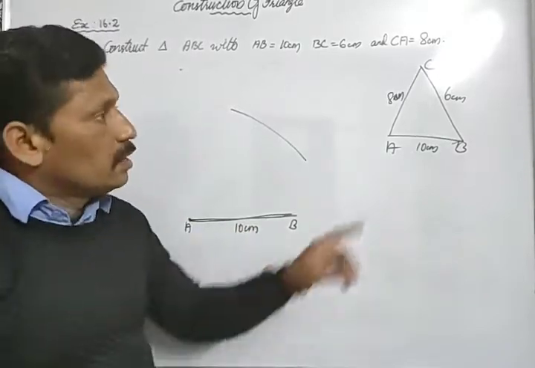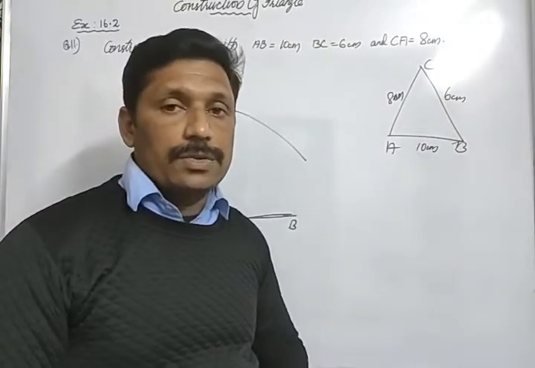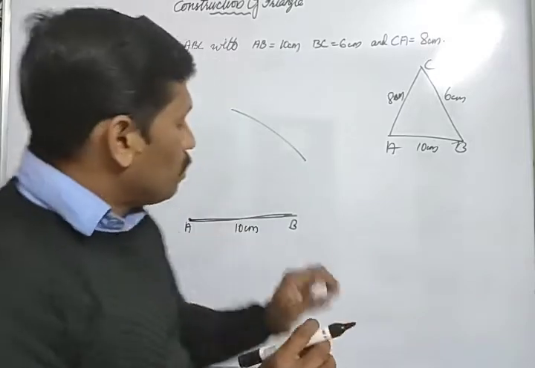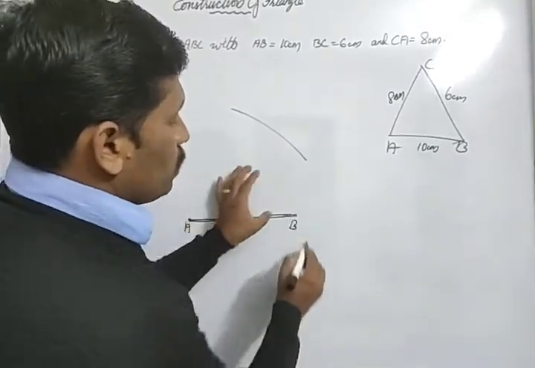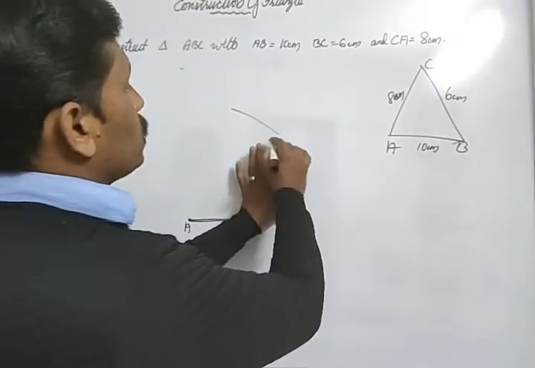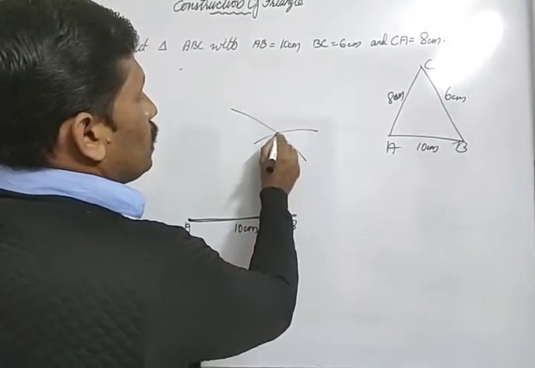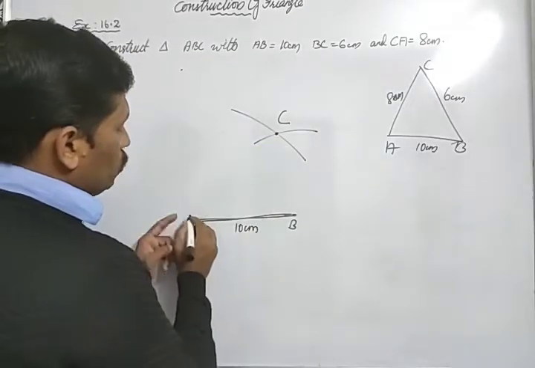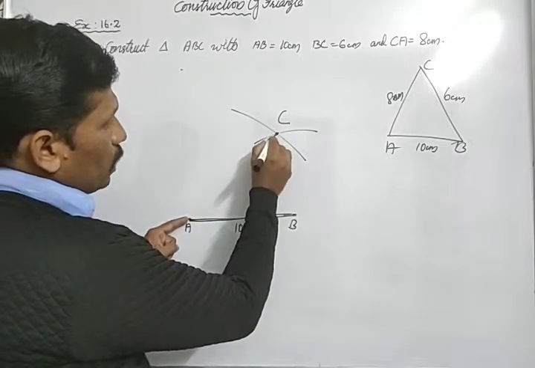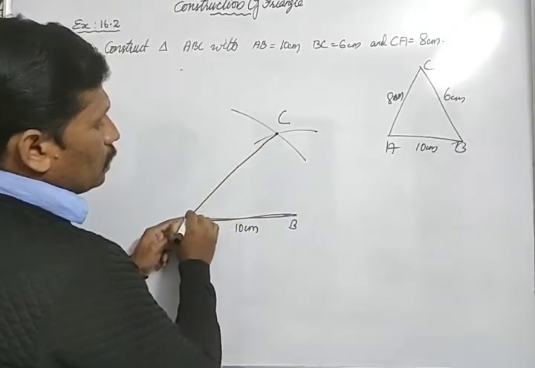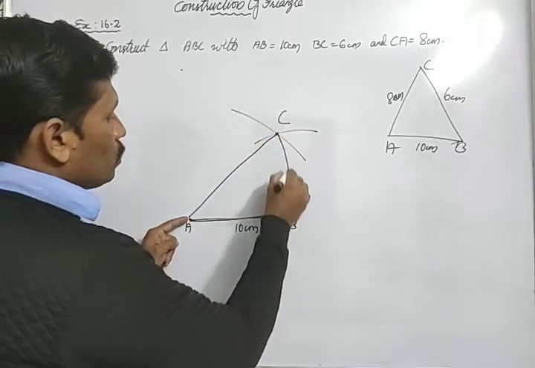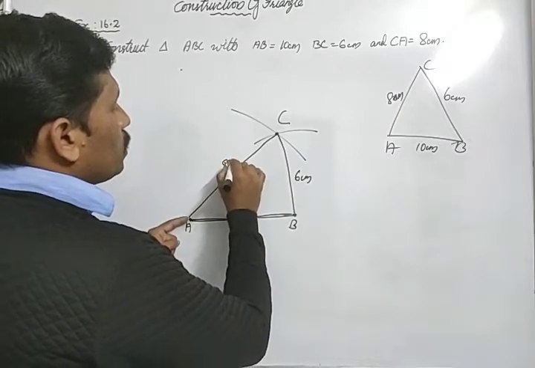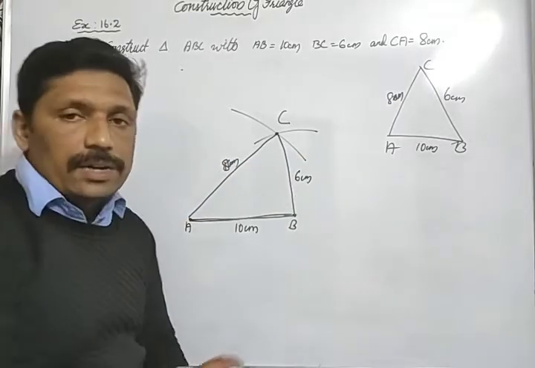And next side is BC. BC 6 centimeter. So again measure in compass. Using compass measure 6 centimeter and keep the compass at point B. Here at this point B you keep the compass and cut the arc which was previously made here. So here we get a point. That point is point C. And from this point, using a scale, you can join A and C, and B and C also you can join. And here you can write 6 centimeter, here 8 centimeter, and our required triangle is ready now.